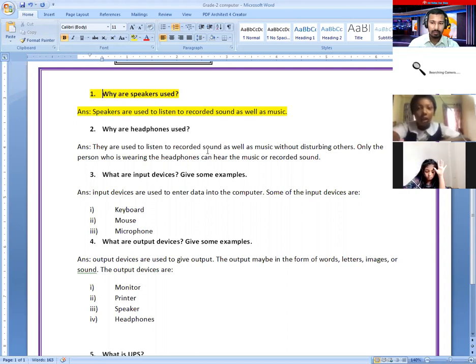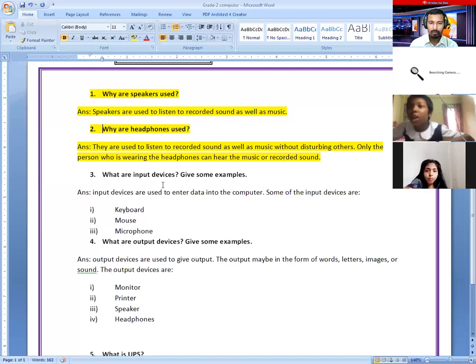Sir, can I write number two? Okay. I am just explaining. Then after my explanation, you will start writing. Look at number two. Priyanka, you read question number two. Why are headphones used? They are used to listen to recorded sound as well as music without disturbing others. Only the person who is wearing the headphones can hear the music or recorded sound.